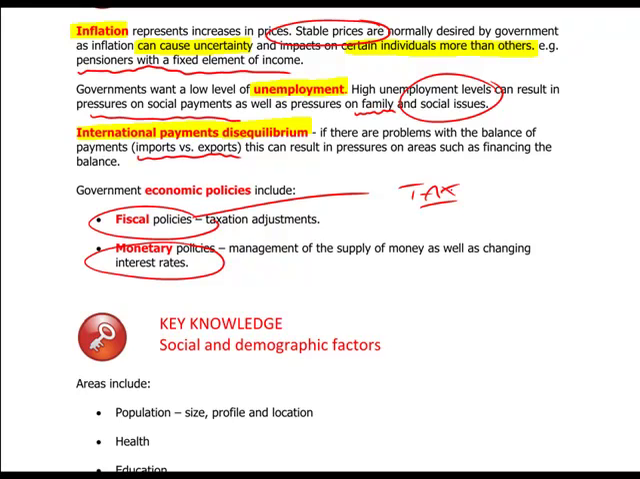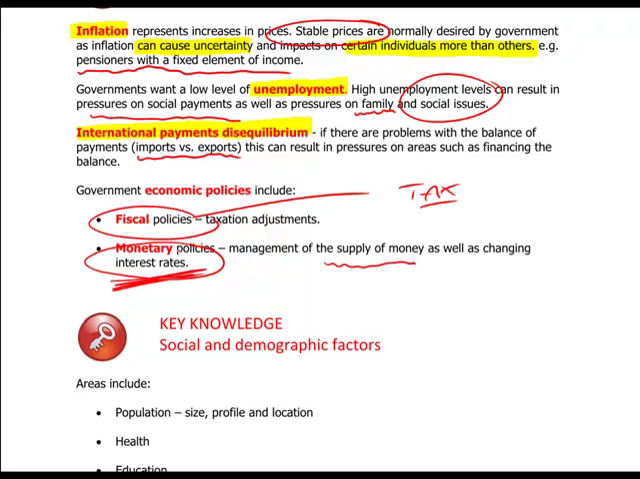The next one, we've got monetary policies. This includes managing the money supply and changing interest rates. Increasing the rate of interest will make it more expensive for companies to borrow money, for example, and that can impact on the organization.